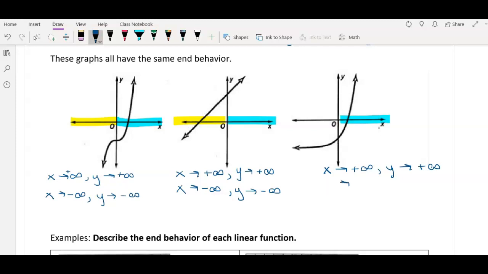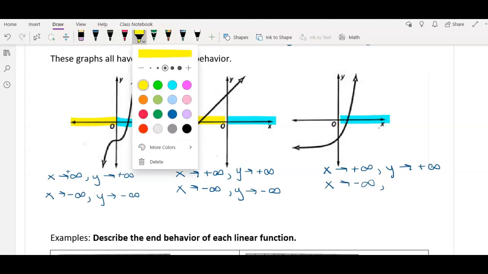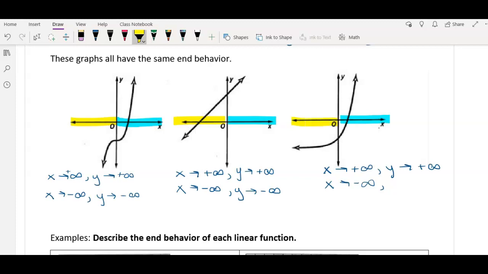And so we're going to take a look at what happens when x approaches negative infinity. And when we take a look at that left-hand side of our graph, we see that our graph is going down, so it's also approaching negative infinity. So here we have 3 different types of graphs. And what you'll notice, they all 3 look different, but they all still had the same end behavior. So we really just have to pay attention to what's happening. All right, let's go on.